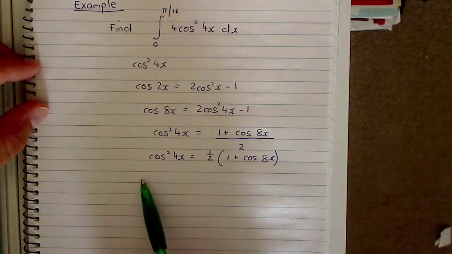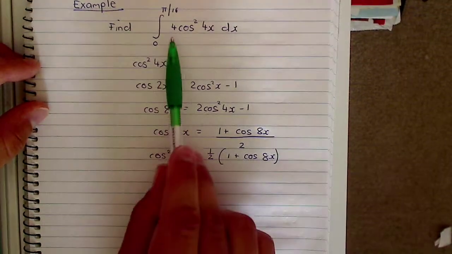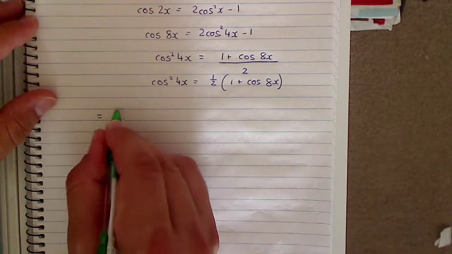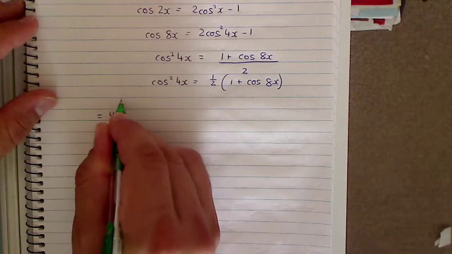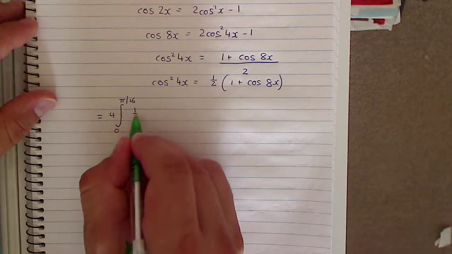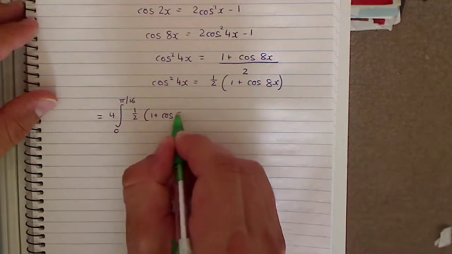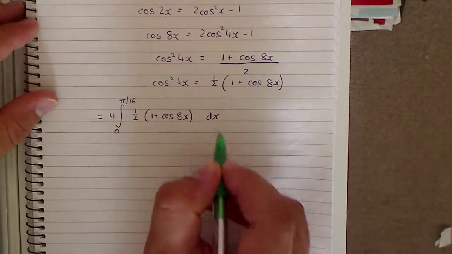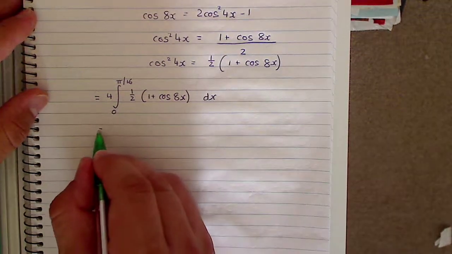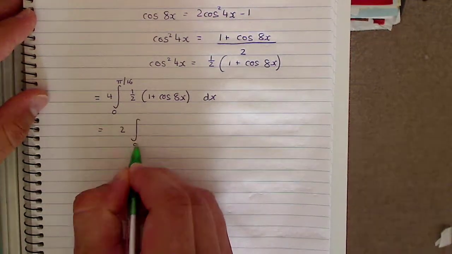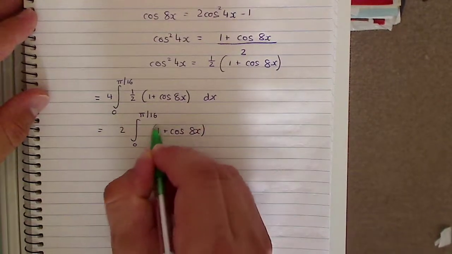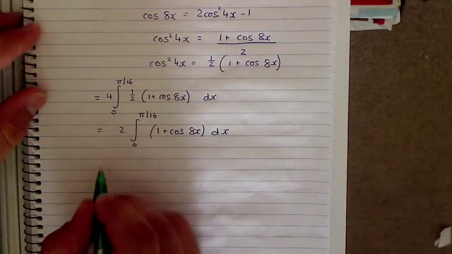I'm going to rewrite my integral here by substituting this in and taking the 4 out of the integral. So my integral becomes, I've taken the 4 out, from 0 to pi over 16. Now we know cos squared 4x is a half of 1 plus cos 8x. So that's what we're finding with our integral. We can take this half out again, so this becomes 4 times a half, so 2, from 0 to pi over 16, 1 plus cos 8x dx.